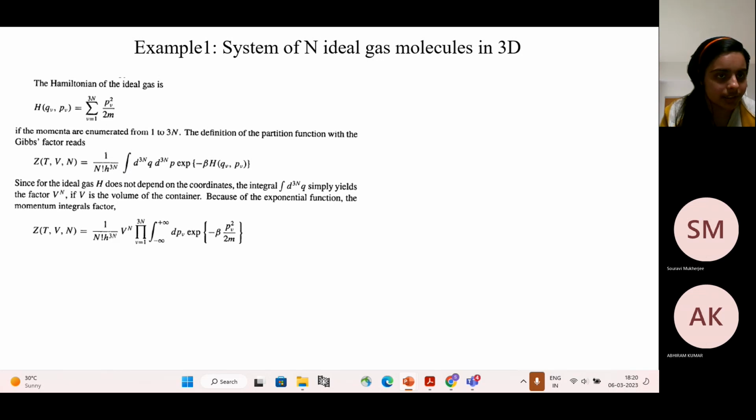But if they are indistinguishable, then just changing their order won't change anything, because none of them can be distinguished from each other. So the number of microstates gets reduced, and in that case you have to divide by n factorial. Here, when you have n ideal gas molecules, they are indistinguishable. So whenever you have indistinguishable particles, you have to divide by the Gibbs factor. But if they are distinguishable, then this n factorial should not be there.